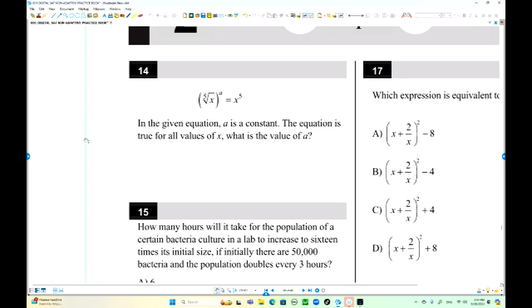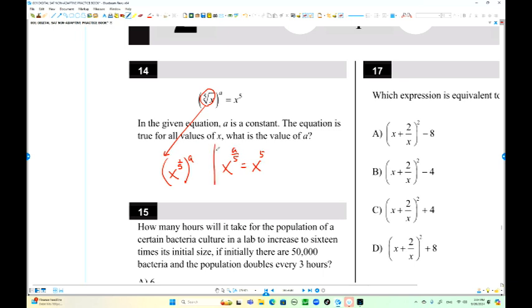What is the value of A? Okay, step by step. What is this one? Exponent form. X to the what? 1 over 5, right? And times A. That is the power of a power, so what? X to the what? A over 5. That's it. Okay? That is equal to X to the 5.